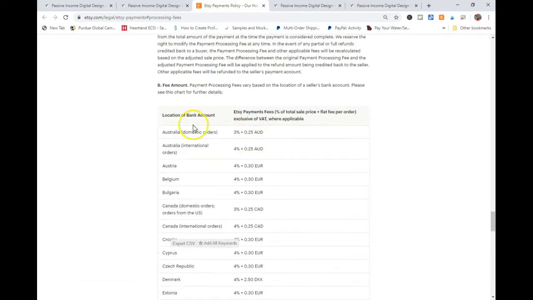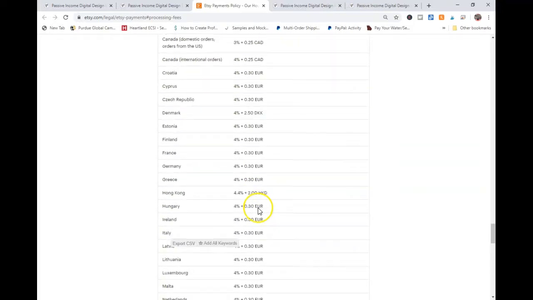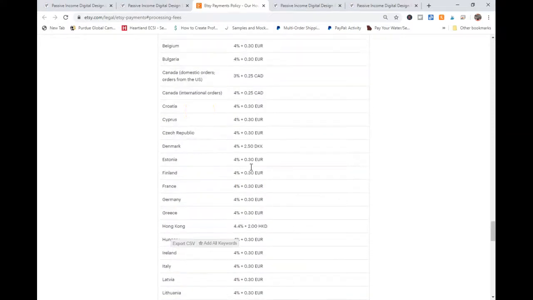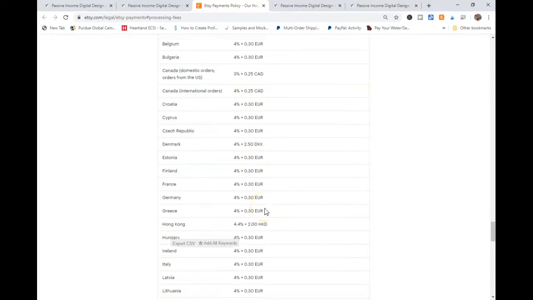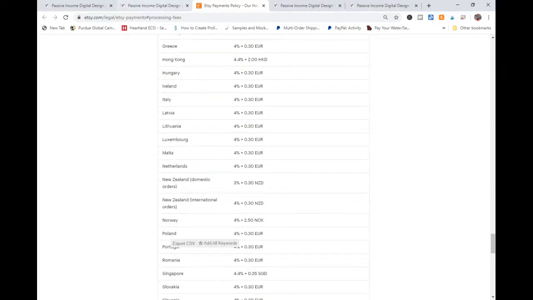So you can see here that based off of what country you're in and where your bank account is located, they will charge a certain percentage for a payment fee plus a base number, okay? And when you scroll down here, you can see for the United States, it's 3% plus 25. For Canada, domestic orders, it's 3% plus 25 Canadian dollars. And then for international orders, it's 4% plus 25 Canadian cents. And then this changes based off of where you're located. So I did include a link to that in my blog. So go ahead and click on that if need be.